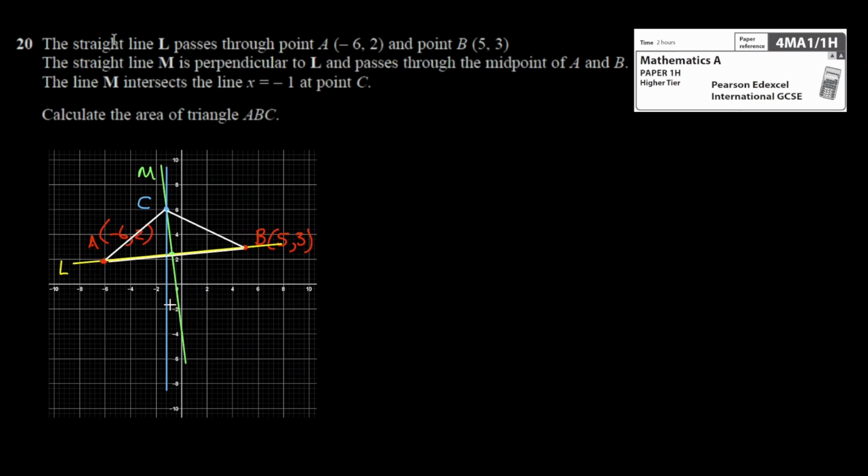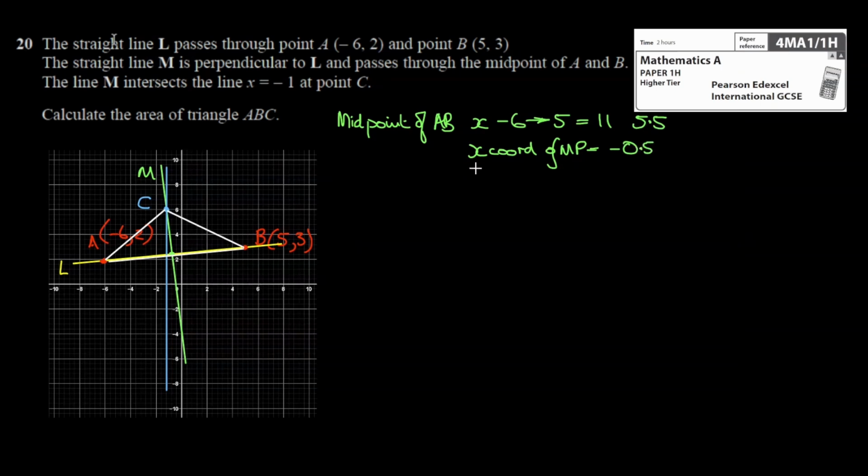But before we do that, we need to find the midpoint of AB. Now, what does x do? X climbs from -6 up to +5, which is a journey of 11. So halfway is 5.5. Add that on to -6, so the x-coordinate is -0.5. Similarly, the y journey goes from 2 up to 3, which is a journey of 1, so the y-coordinate is 2 plus a half, which is 5/2.